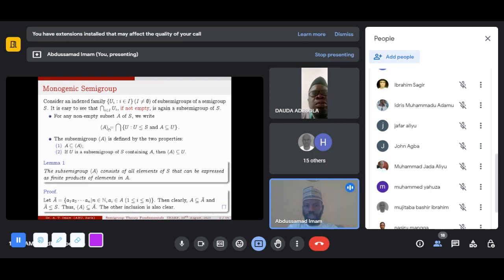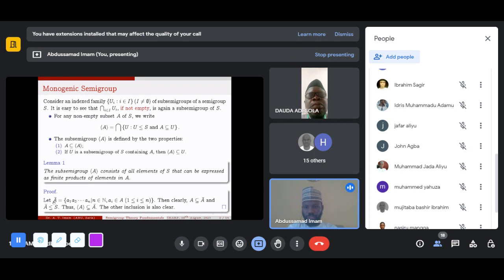So in other words, this definition may not be practically used in trying to get this sub-semigroup generated by A. And so this lemma is telling us that precisely this sub-semigroup generated by A, or the intersection of all sub-semigroups containing A, consists precisely of elements of S that can be expressed as a finite product of elements in A. Meaning, if I pick any element from here, I will see that it is just a product of members from A.